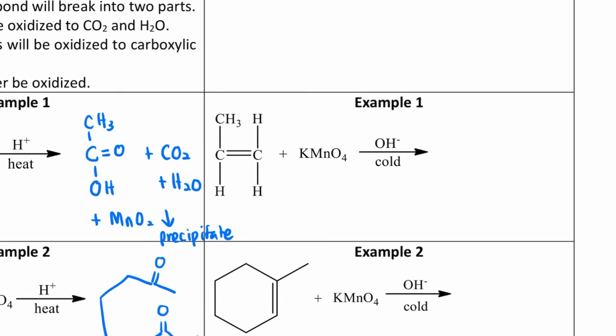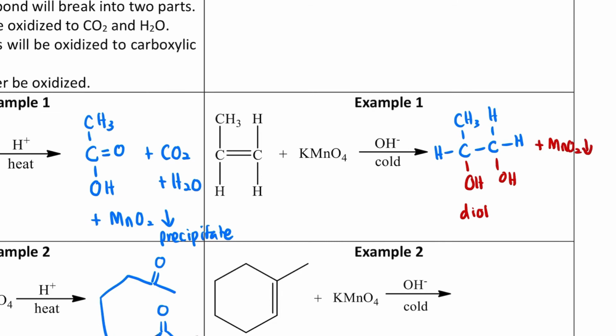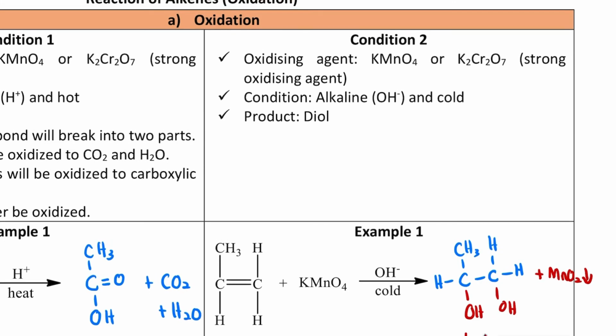So let's see. We break it. So C, H, I bring this H up. CH3, over here also H. And then the diol is the product, so OH, OH. So this is what we call a diol. This one has a side product, which is also MnO2, a precipitate. This side product is important because this reaction is actually called the Baeyer test.